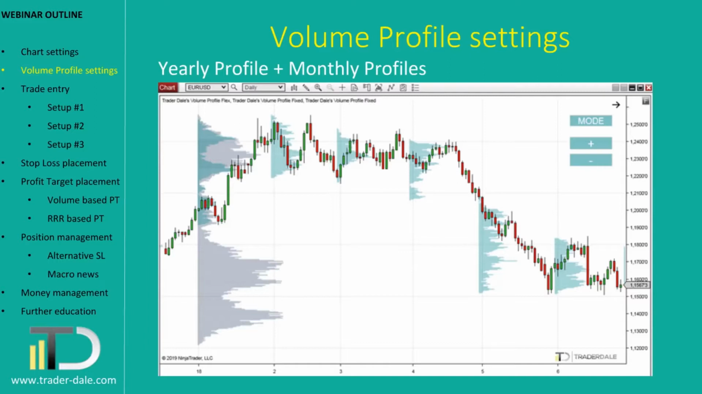The yearly profile is the big gray profile on the left of the screen, and it shows you the overview of the whole year, so you can see how the volumes were distributed throughout the whole year. I think this is really important to see how the volumes got created and where the institutions placed most of their volumes throughout the year. So the yearly profile gives us the overview of the whole year, and then I combine it with the monthly profiles, and those monthly profiles show us how the volumes were distributed throughout each month. So every month there's a volume profile printed.